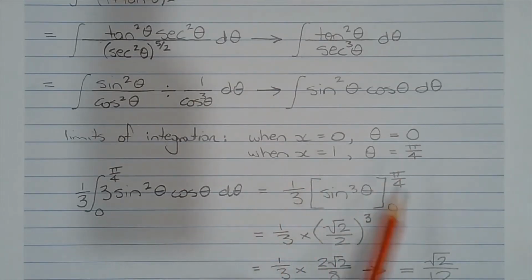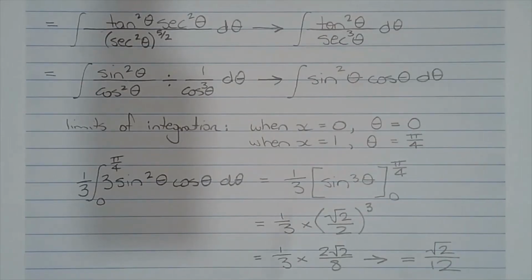And applying the limits of integration, we get 1/3 multiplied by the square root of 2 over 2 to the power of 3. And that equals 1/3 multiplied by 2 root 2 over 8. And that equals the square root of 2 over 12.